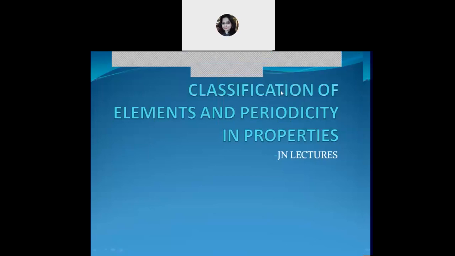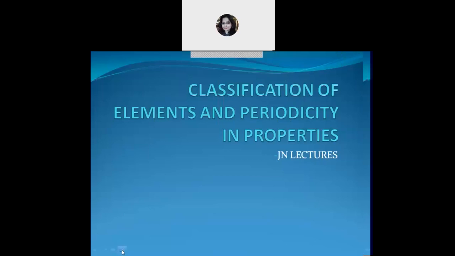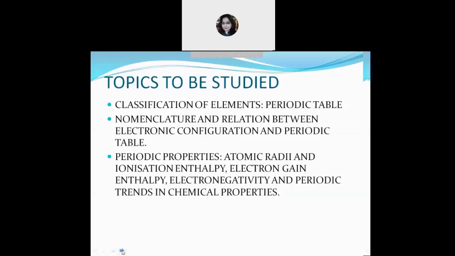We know that elements are pure substances which are made up of one type of atoms, isn't it? So in this unit, that is classification of elements and periodicity in properties, we are going to study the following topics that you can see on the screen. First, we will discuss briefly the classification of elements, that is the historical development of the periodic table and as it stands today, and the modern periodic law.